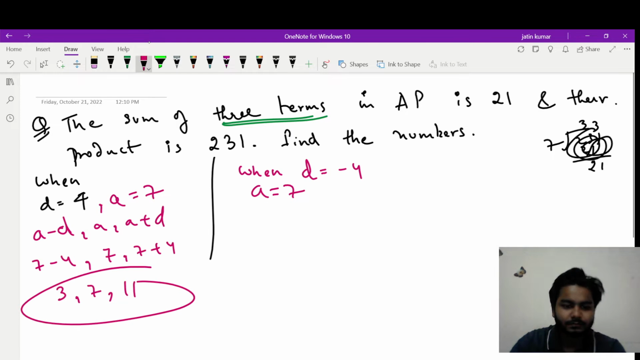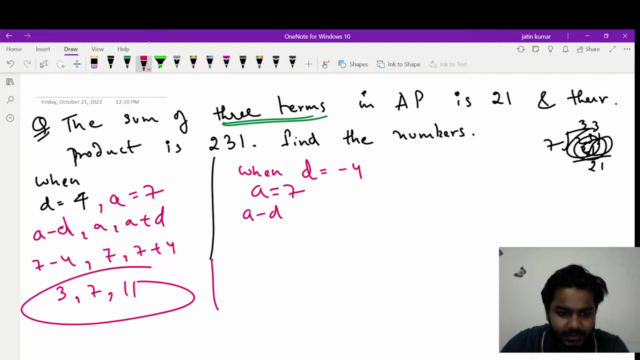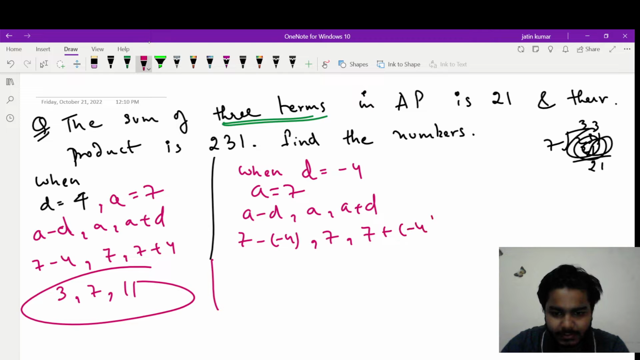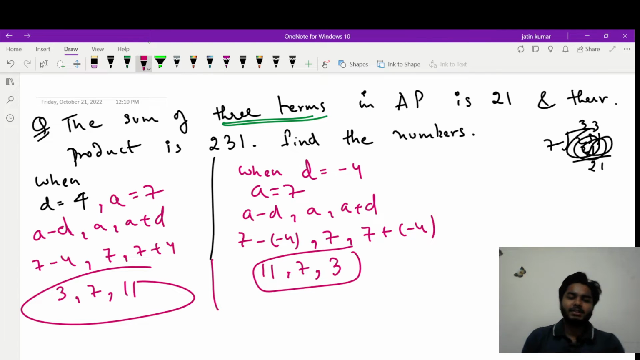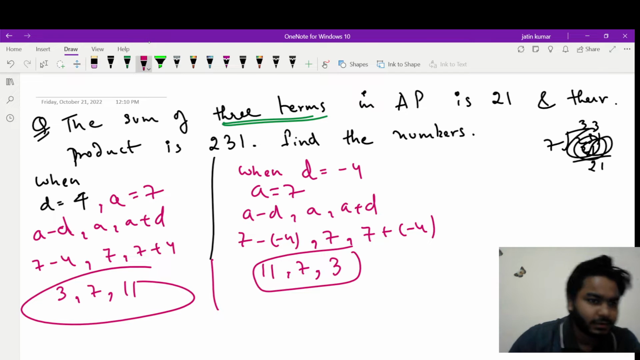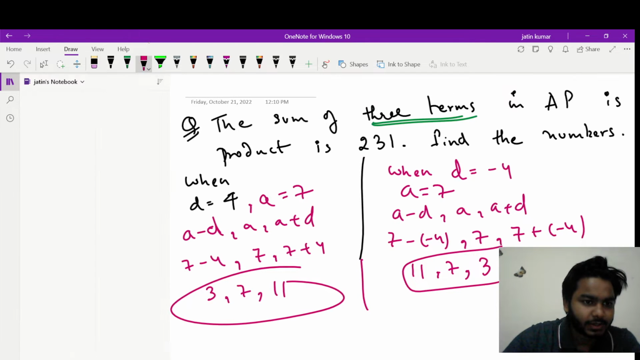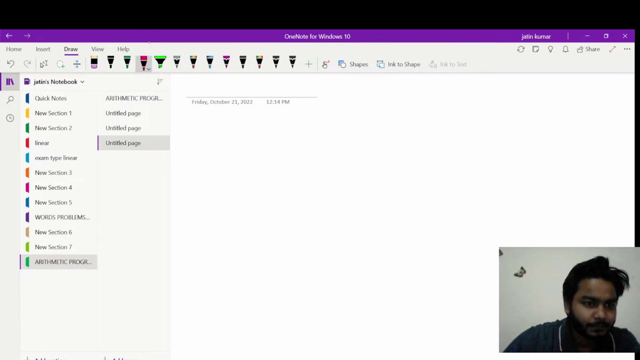Okay, in case when d is minus 4, then a minus d, a, a plus d. So 7 minus minus 4, comma 7, comma 7 plus into minus 4. Okay, now 7 minus minus 4 becomes 11, then 7, and this becomes 3. Okay, so these are the first three terms of AP. The question will be like this only. Okay, now we will do one more question.